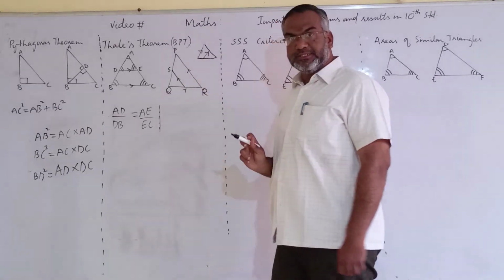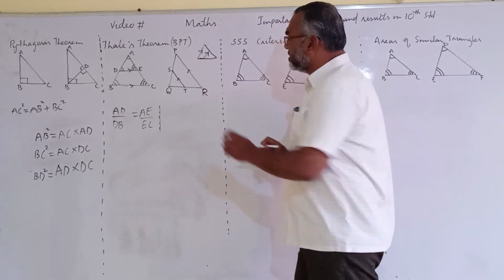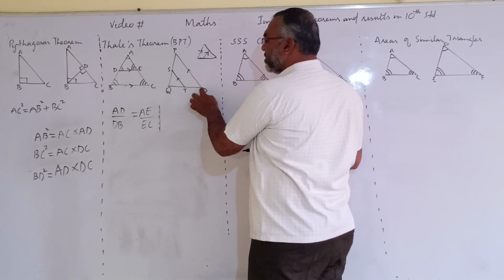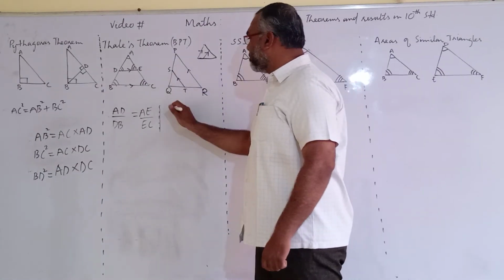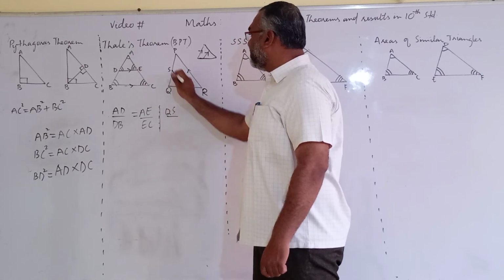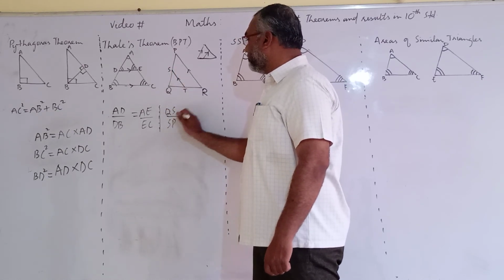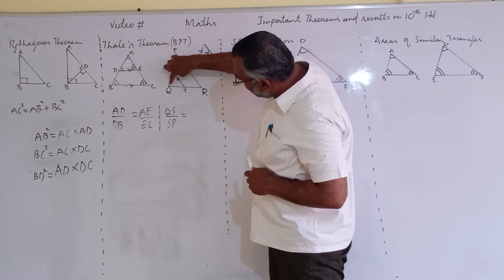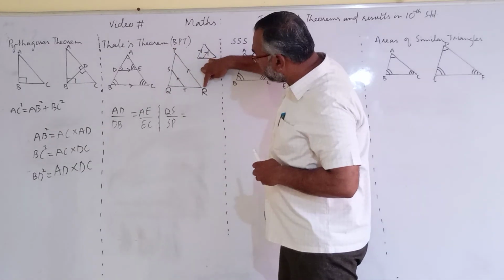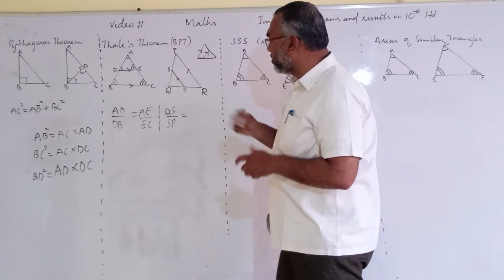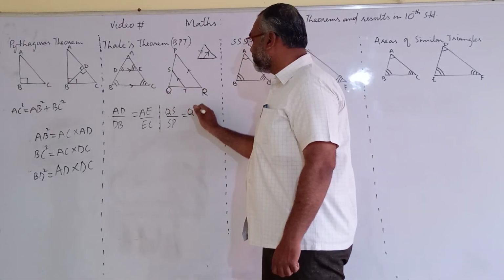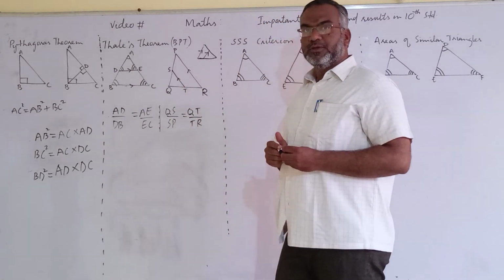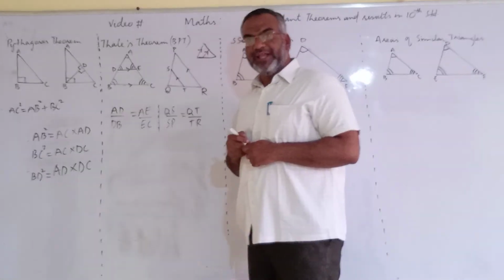Forget the parallel lines. Don't consider the parallel. See the other two sides, QP and QR. In this, the ratio will be equal. QS divided by SP will be equal to, here I am starting with Q, so here I have to start with Q again. I cannot start here with RT divided by TQ, that will be wrong. So QT divided by TR. This is how we write.